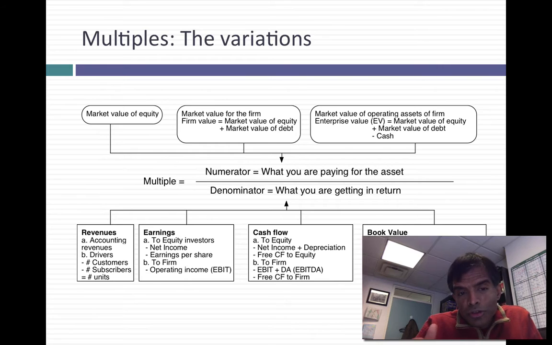Which one should you use? You tell me what's in the numerator. I'll tell you what should be the denominator. As an example, if your numerator is market value of equity, your denominator needs to be just book value of equity. If you net cash out of the numerator, you need to net cash out of the denominator. If you add debt to the numerator, you've got to add debt to the denominator. It's as simple as that, and that's all the consistency test requires.